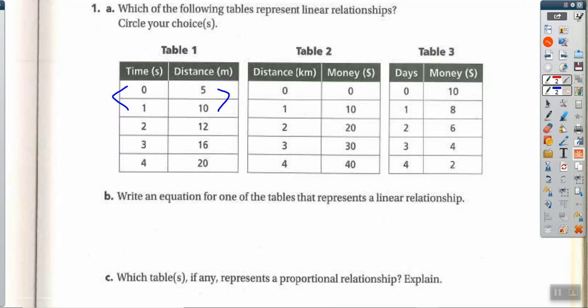So let's take a look at this one. We have a change of 1, change of 1, change of 1, change of 1. And it's making it pretty easy on us that we're counting by ones on the x value, or the independent variable. And right away, I can tell that this is just not going to be okay. This is not linear.